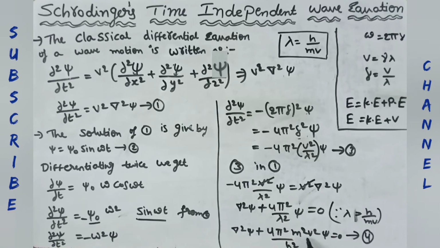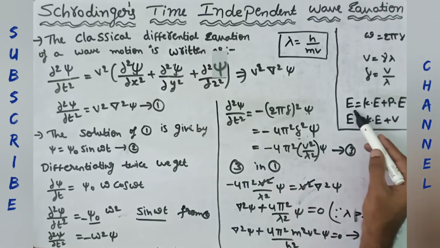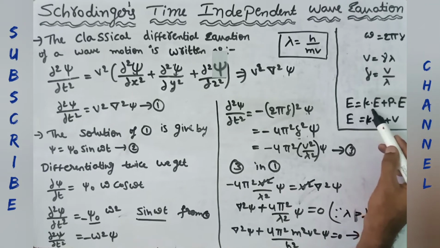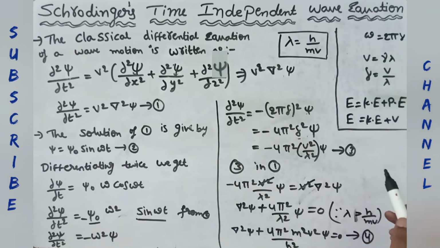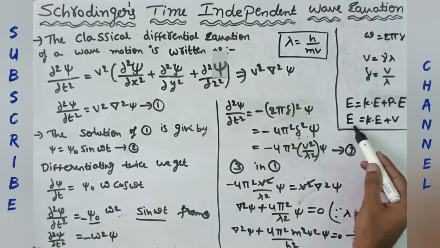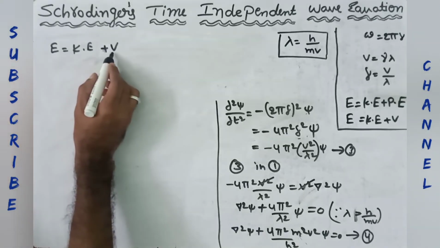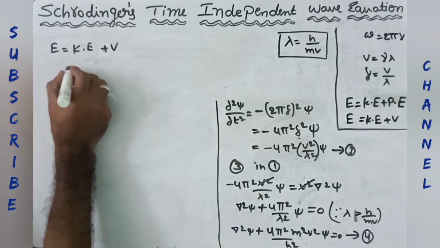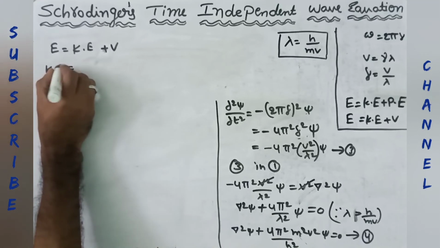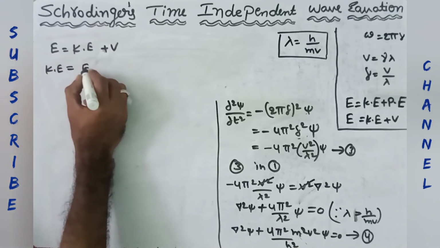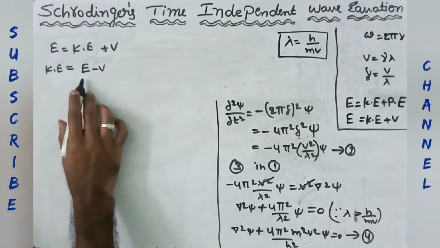From this equation we have to eliminate the m square v square terms. By using total energy is equal to kinetic energy plus potential energy, we eliminate m square v square. After eliminating m square v square, we get an equation which is called Schrodinger's time independent wave equation. Total energy is equal to kinetic energy plus potential energy, so kinetic energy is equal to total energy minus potential energy.